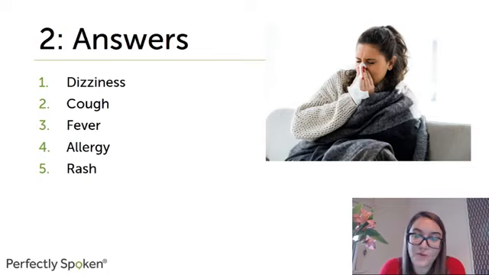Number 4, allergy is when you have a reaction if you're near a certain substance, maybe an ingredient, maybe pollen or a type of plant. If you have a reaction to this, you have an allergy to it. And number 5, when you have red marks on your skin, this is a rash. Well done if you got those correct.